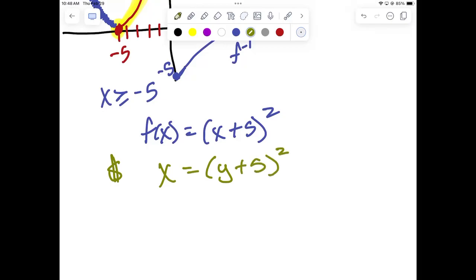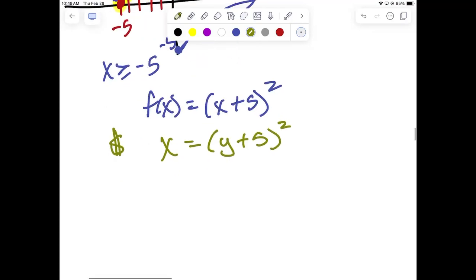Now I have to peel back the layers and solve for y. What's the first thing we need to do? Unsquare it. We need to unsquare it. So when I unsquare the right side, I get y plus 5. And on the right side, I get plus or minus the square root of x. Which one do I want? Plus. I want the plus.